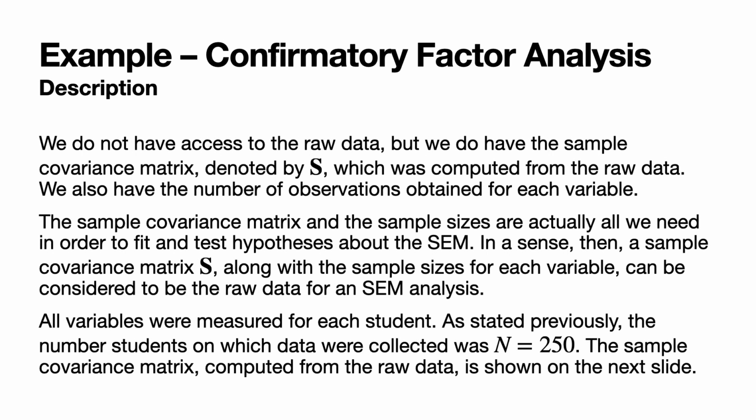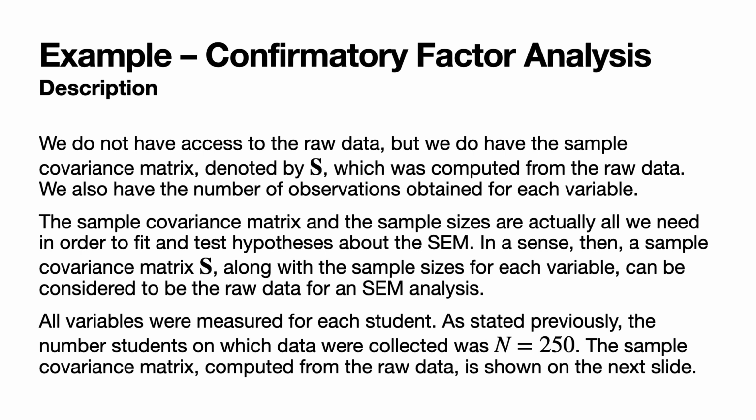We do not have access to the raw data, but we do have the sample covariance matrix, denoted by bold S, which was computed from the raw data. We also have the number of observations obtained for each variable. The sample covariance matrix and the sample sizes are actually all we need in order to fit and test hypotheses about the structural equation model. In a sense, then, a sample covariance matrix, along with the sample sizes for each variable, can be considered to be the raw data for a structural equation model analysis.